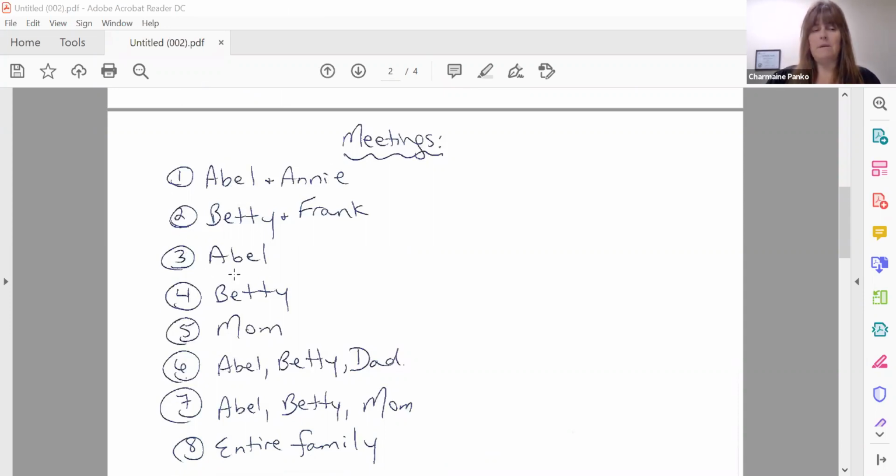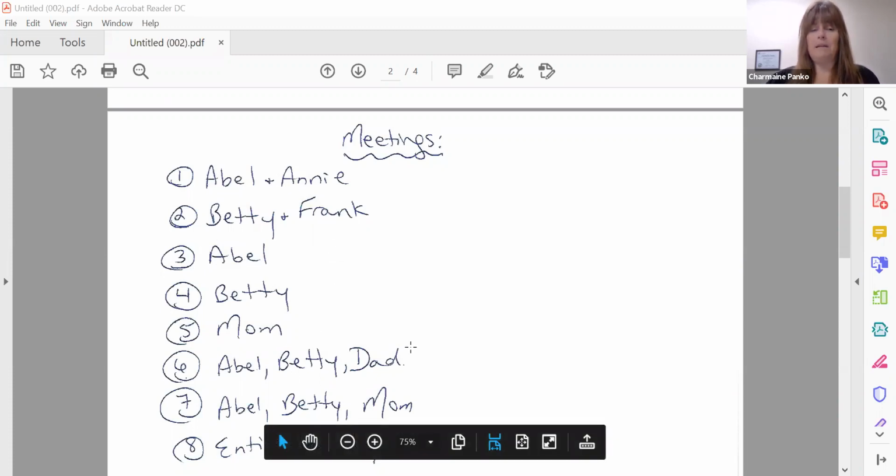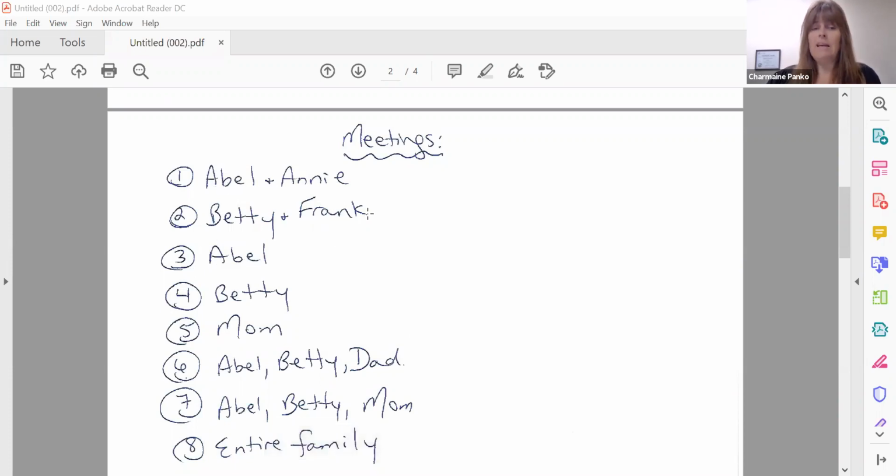Now you'll see Abel's name comes up here again a little bit later, because I'm not discounting the fact that just because I've met with Abel and Annie together doesn't mean that Abel shouldn't also have his own separate meeting. In this example, I'm not having a separate meeting with Annie because, as it turns out, after I've had this initial meeting with Abel and Annie, Annie does say, you know, I'm in the background here, I'm a support person, I certainly want to be included, but I do think that this is actually something that's between Abel and Betty, and that they are going to have to work that out between them.